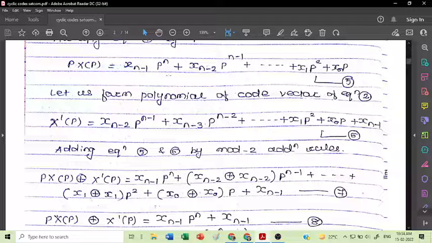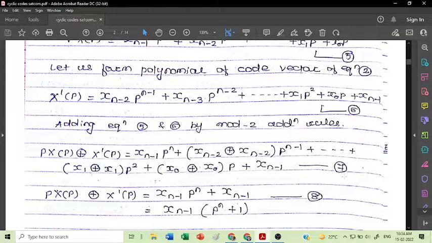Plus here we have to add the same power terms, plus x of n minus 2 mod x of n minus 2 p to the power n minus 1, plus x1 mod x1 bracket complete p square, plus x naught mod x naught bracket complete into p, plus again this is one term which is getting left, so here plus x of n minus 1. This is equation number 7.